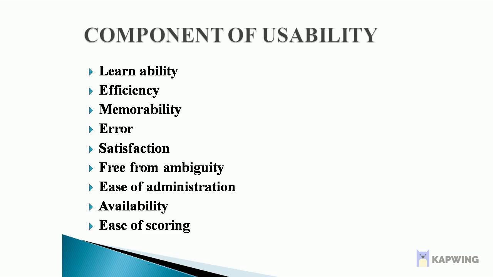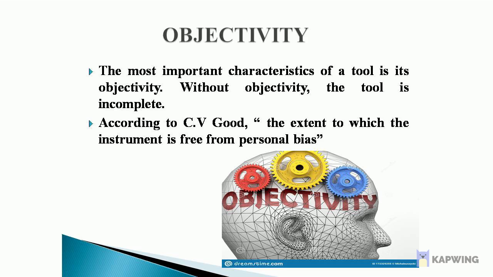Next characteristic is objectivity. The most important characteristic of a tool is its objectivity. Without objectivity, the tool is incomplete. If the result or the measurement of a tool is not influenced by the examiner, it means that the test is objective in nature. So according to C.V. Good, the extent to which the instrument is free from personal bias is also called objectivity.